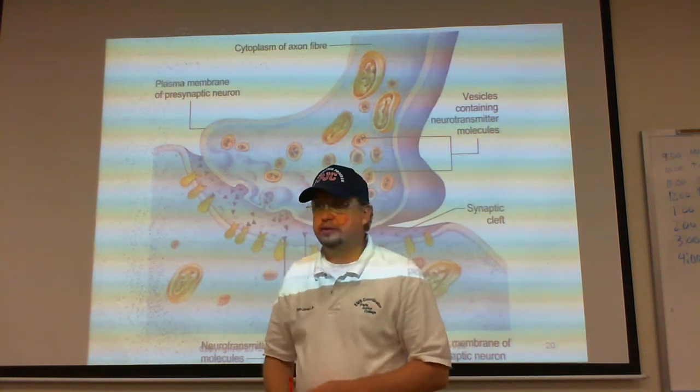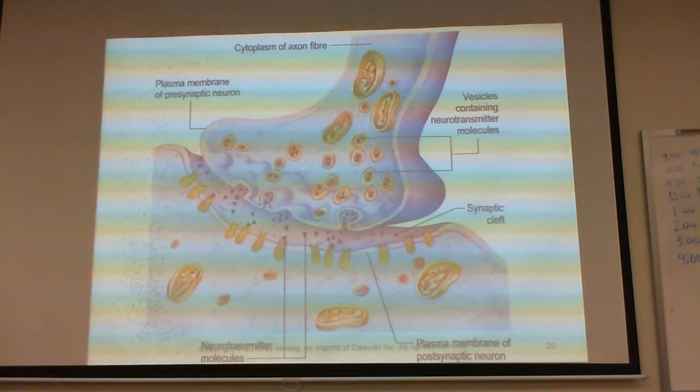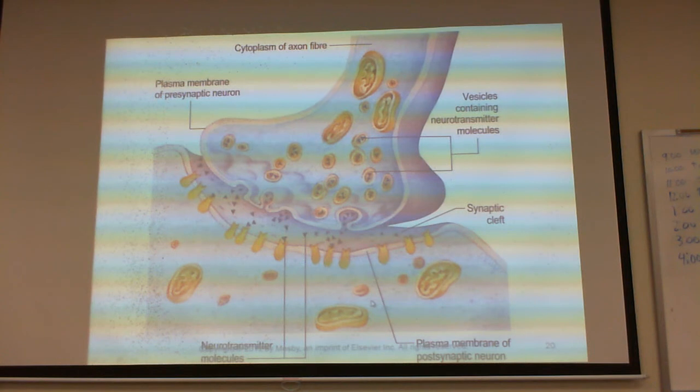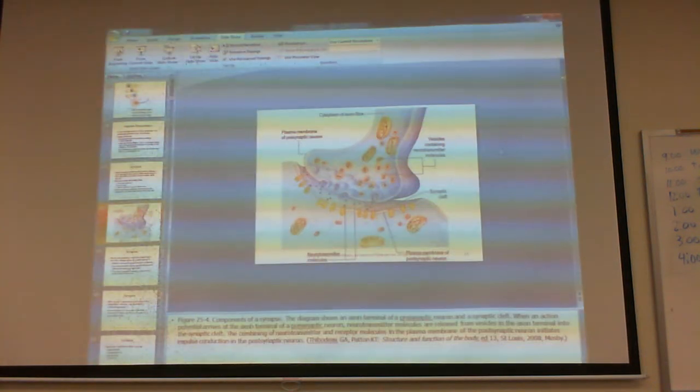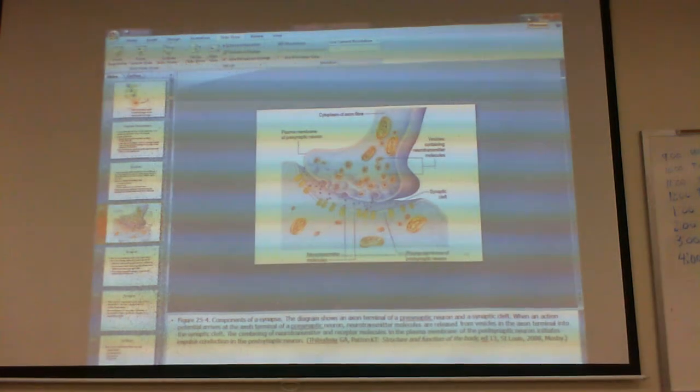Any questions? Another word for the receptors on this side of the synapse is adrenergic. Adrenergic for the sympathetic nervous system. That's correct.